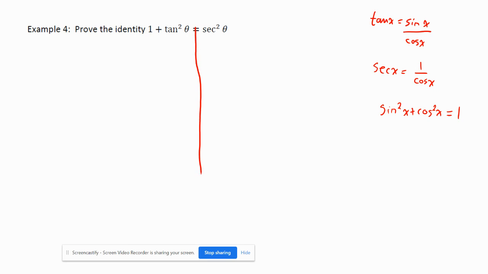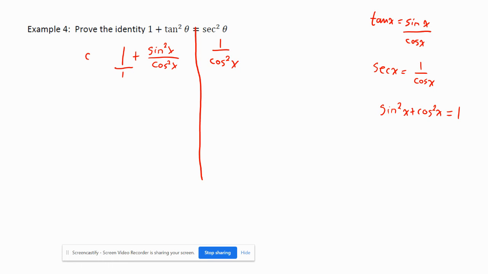I draw a line down the middle, two-column proof. Now what I'm going to do on the right-hand side is, I know that secant squared is the same thing as 1 over cos squared. Over here, I know that tan is sine over cos. So that means tan squared is the same thing as sine squared x over cos squared x. So what I have here is the number 1 plus a fraction. I'm going to make 1 over 1.